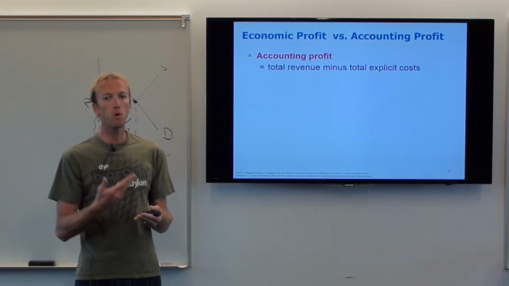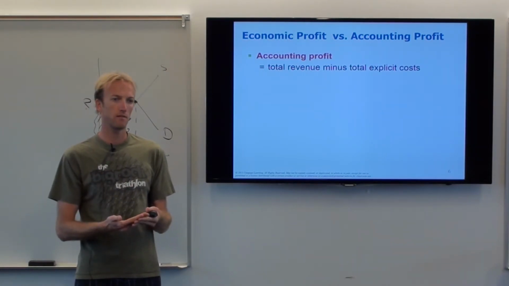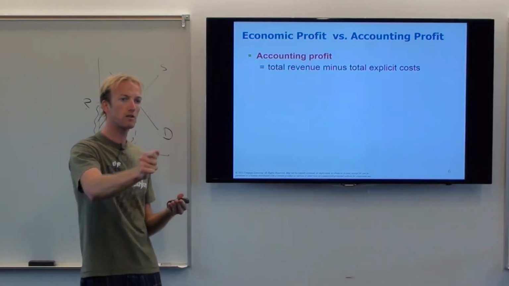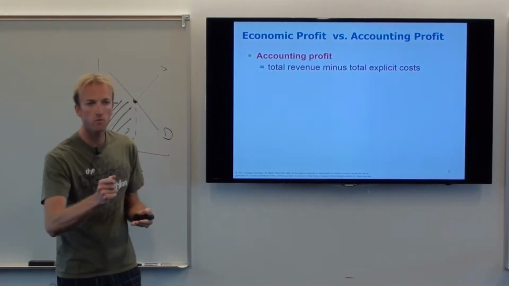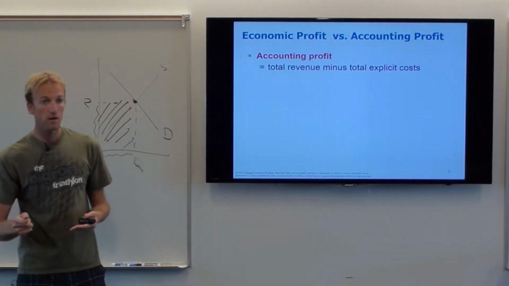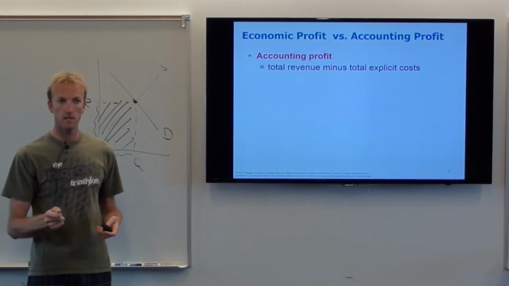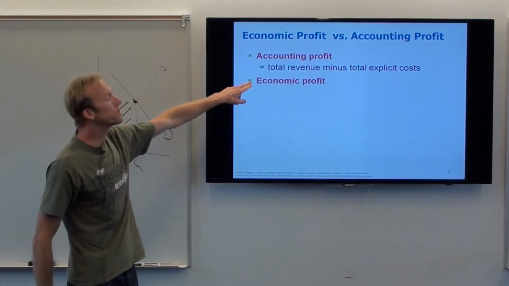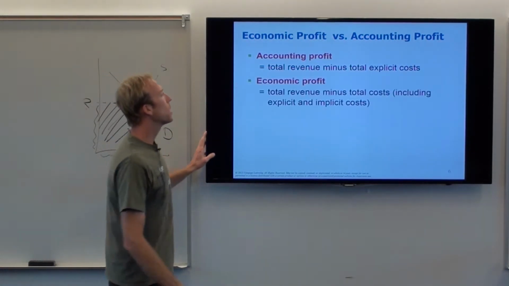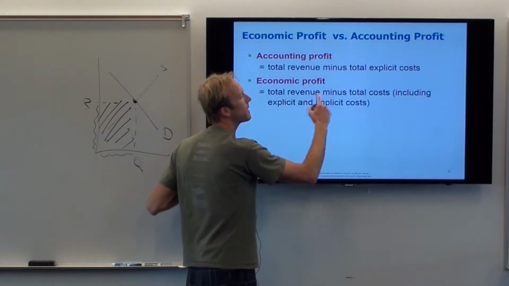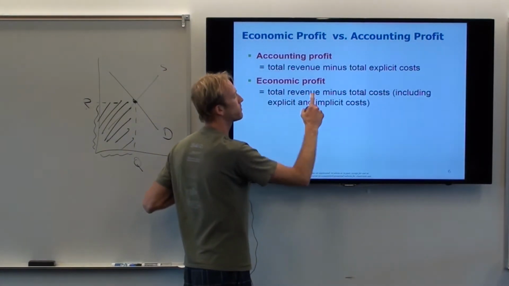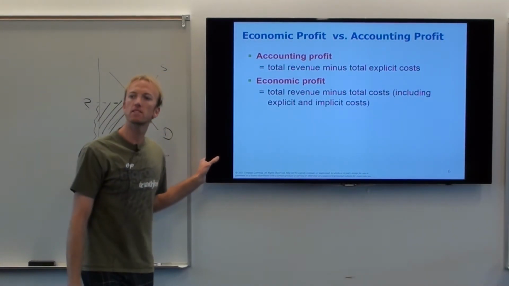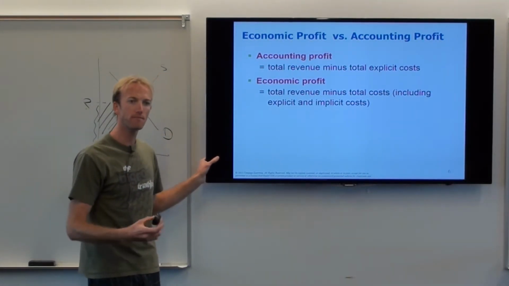Okay? But what's your accountant missing? He took total number of dollars that came in, subtracted off total number of dollars that came out. What is he missing? The implicit costs, right? He doesn't know to subtract the implicit costs. So that is called economic profit, when I take total money that comes in minus all of my costs, both explicit and implicit. That's called accounting profit.